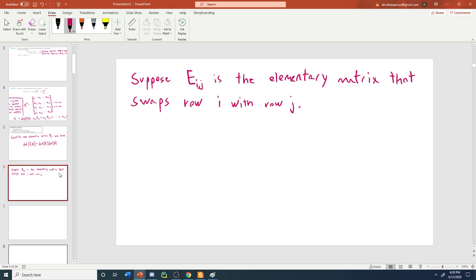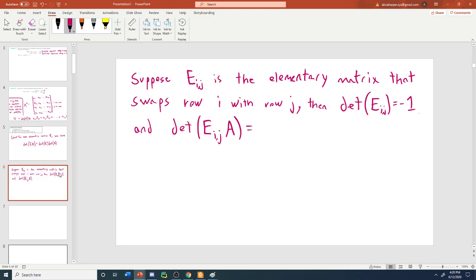Then the determinant of Eij is going to be equal to -1, and the determinant of Eij multiplied with the matrix A is going to be negative the determinant of A. Let's try to see this in a specific case.